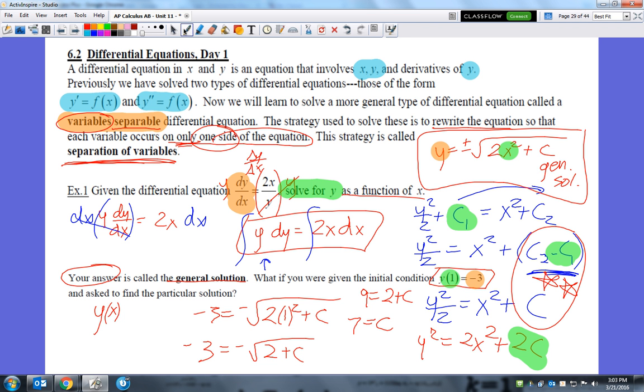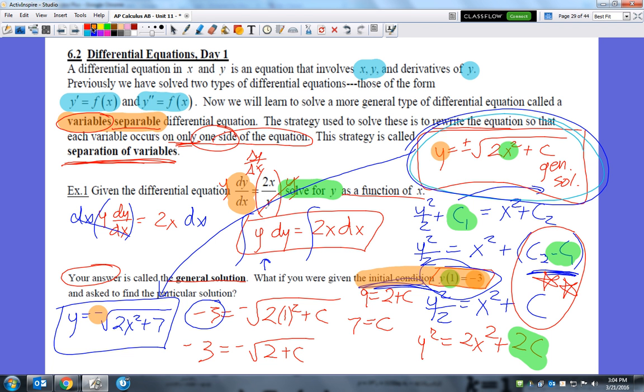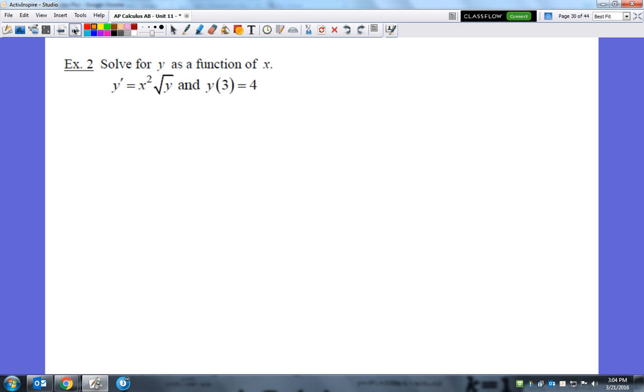And now that I know the c value, I can form my particular solution instead of it being general. So this general solution that we had right here is going to become more specific because we now know c. So we'll say y is equal to a negative, not both of them, plus or minus. Because we found c, and it yielded this negative 3 with the initial condition that was given right here, we're only going to have one of them, just minus right there, and we're going to call it 2x squared plus 7. This is the solution to this differential equation, again, with this initial condition that was given. Okay, so these are the initial condition problems.